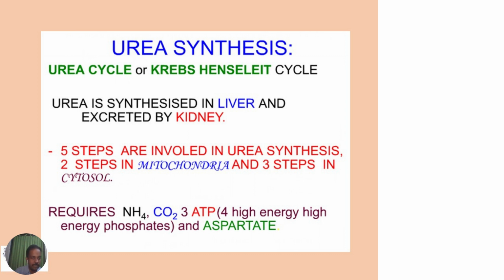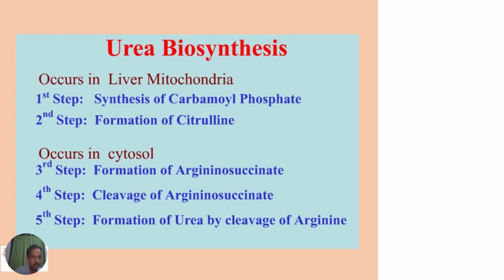It takes place in 5 steps. 5 steps are involved in urea synthesis, 2 steps in the mitochondria and 3 steps in the cytosol. It requires ammonium ion, carbon dioxide, ATP, and aspartate. Therefore, in the liver, in the cytosol and in the mitochondria, many processes take place, where the first step is the synthesis of carbamoyl phosphate, the second step is the formation of citrulline, the third step is the formation of argininosuccinate, the fourth step is the cleavage of argininosuccinate, and the fifth step is the formation of urea by cleavage of arginine.